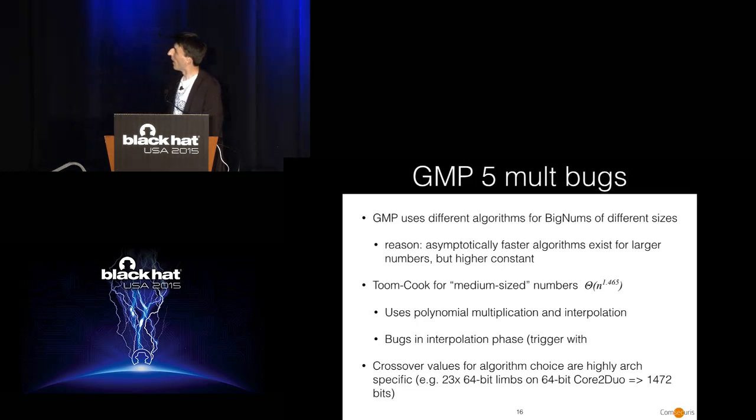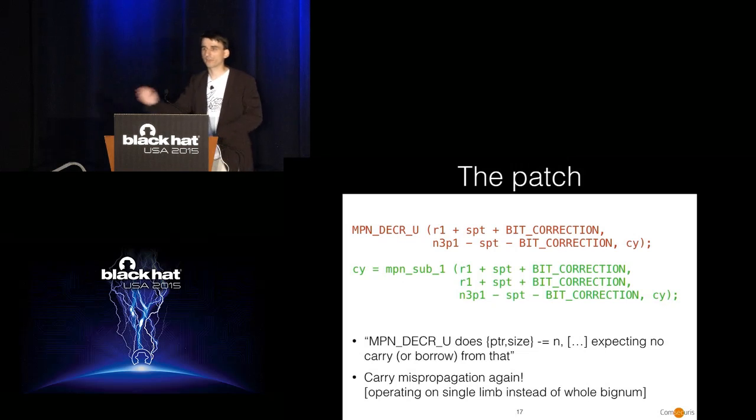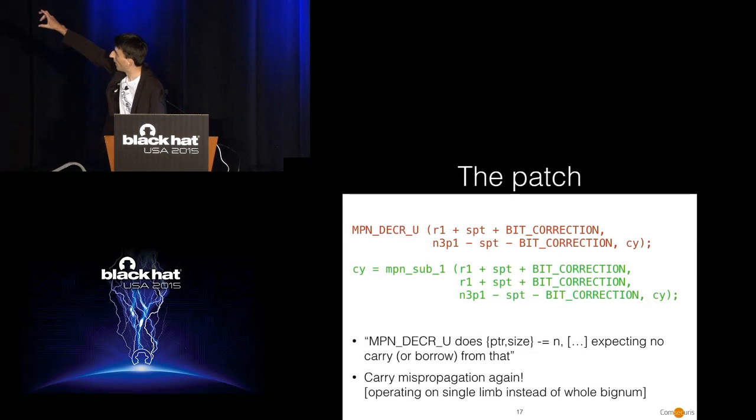And this algorithm is slightly more complicated than the one that we saw in the OpenSSL bug, and slightly more complicated is an understatement here. So it uses basically polynomial multiplication and interpolation, and the bugs basically happen in the interpolation phase, and the trigger basically happens in one of the inputs to the interpolation algorithm. And the patch, if we just ignore all of the other things, is these things that are patched in the interpolation routine.